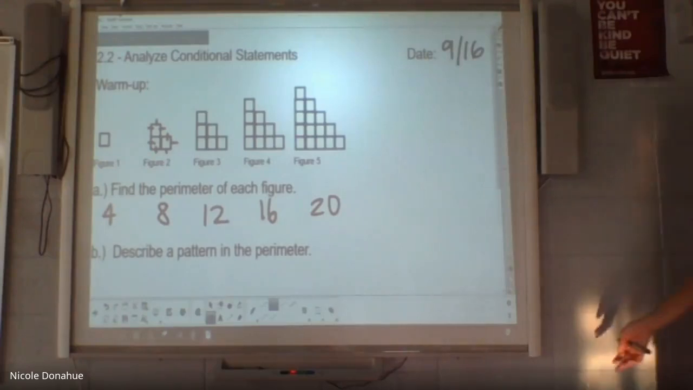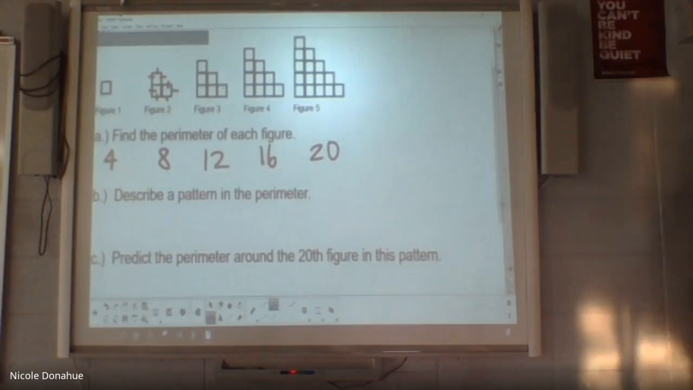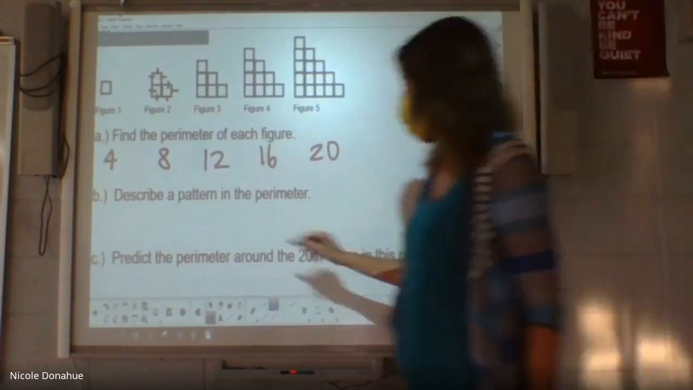So describing a pattern in the perimeter. There's a pattern, obviously, that's going there. It's going up by how much each time? It's going up by four, add four each time.